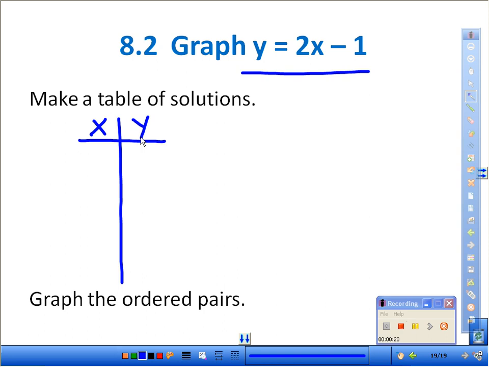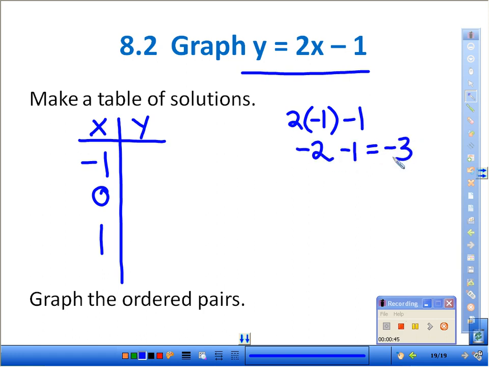The values that I want you to use for x are -1, 0, and 1. We're going to plug those values into the equation and solve for y. So in the first problem, we have x is -1. When we plug that into the equation, 2 times -1 minus 1. That's -2 minus 1, and that equals -3. So when x is -1, y is -3.